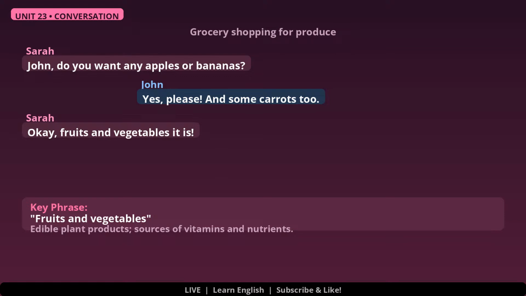Here's a real conversation example. Situation, grocery shopping for produce. Sarah says, John, do you want any apples or bananas? John says, yes, please.